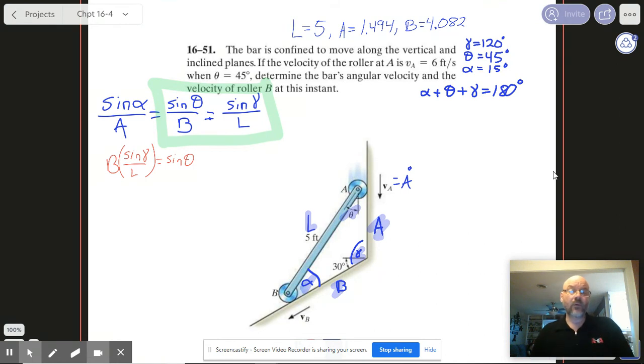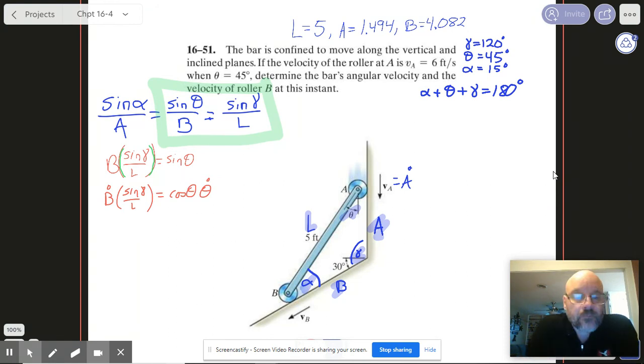Then, just like before, we'll just take derivatives. We'll see what happens. Okay. So the part in parentheses here, thankfully, is all constant. So we could just leave it lumped together. We don't need to mess around with that. But when we start taking derivatives, then we're going to have B dot, this parenthetical stuff, sine gamma over L, and that has to be equal to cosine theta theta dot.